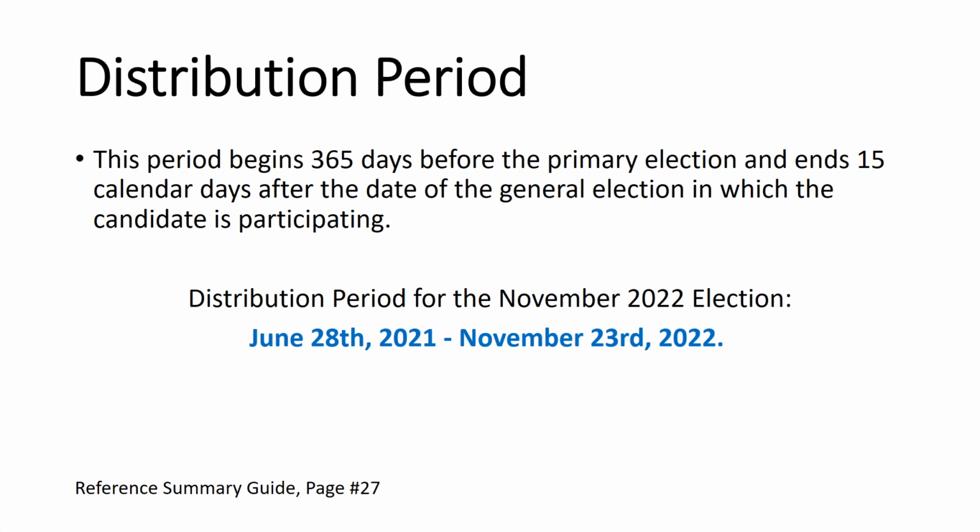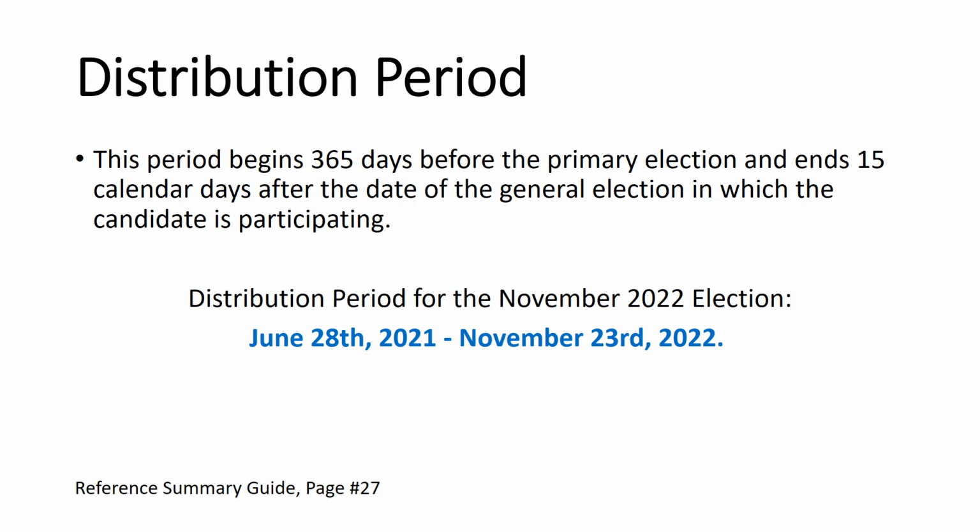This period begins 365 days before the primary election and ends 15 days from the date of the general election in which the candidate is participating. The distribution period for the November 2022 election is from June 28, 2021 through November 23, 2022. And again, distribution requests may only be submitted on the first and third Tuesday of every month with a few exceptions.